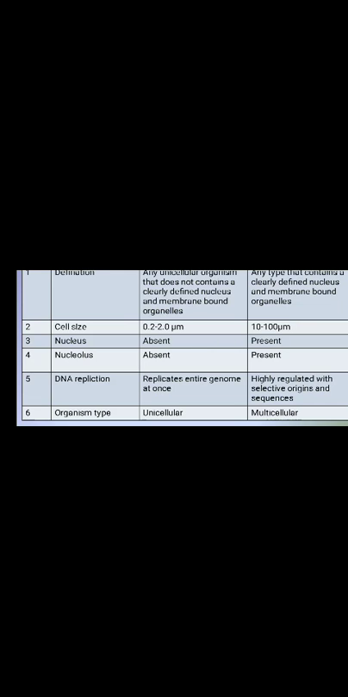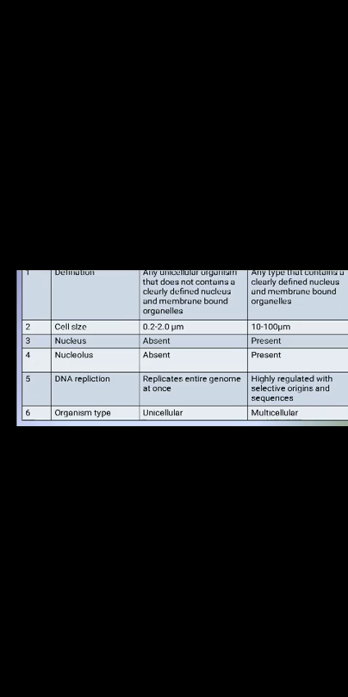Means एक ही टाइम में पूरी replication की process carry out हो जाती है. On the other hand, in eukaryotic cell, it is highly regulated with selective origin and sequences. रेप्लिकेशन की प्रोसेस जो भी यूकैरियोटिक सेल में कैरी आउट होती है उसमें डिपेंडिंग ऑन द स्पेसीज द ओरिजिन साइट द रेप्लिकेशन मेथड या फिर सीक्वेंस एंड द एंड ऑफ द रेप्लिकेशन प्रोसेस इज हाईली regulated.